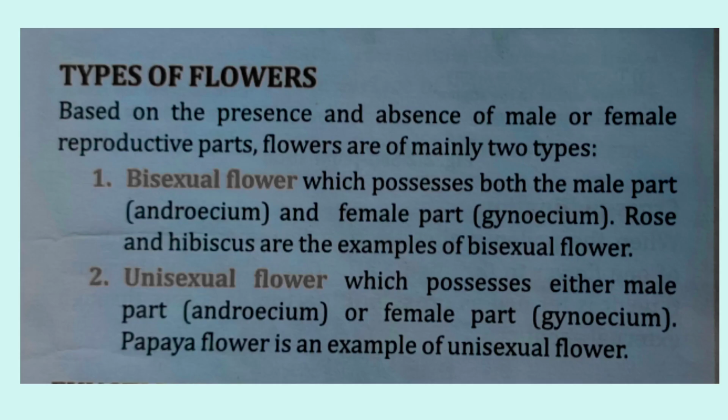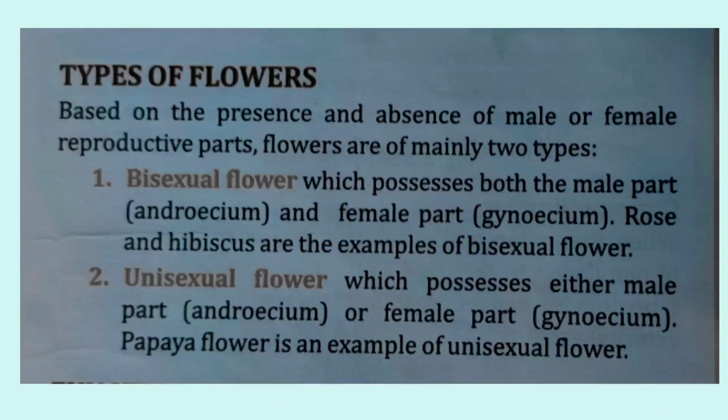Hello students, in our previous class we have already discussed different parts of a flower. So today we will be discussing types of flowers. There are two types of flower, bisexual flower and unisexual flower. So let us understand what is a bisexual flower and what is a unisexual flower.